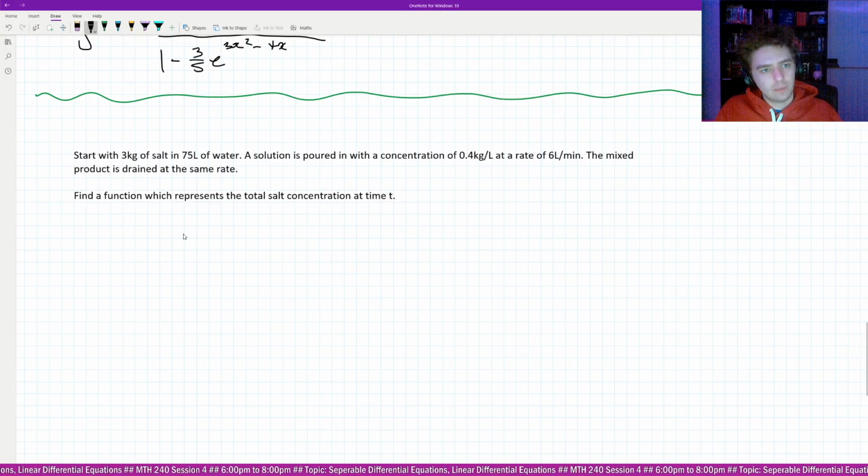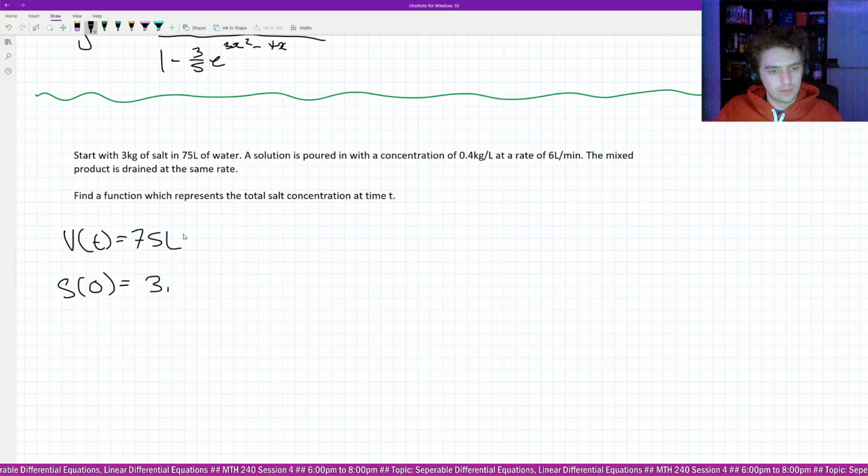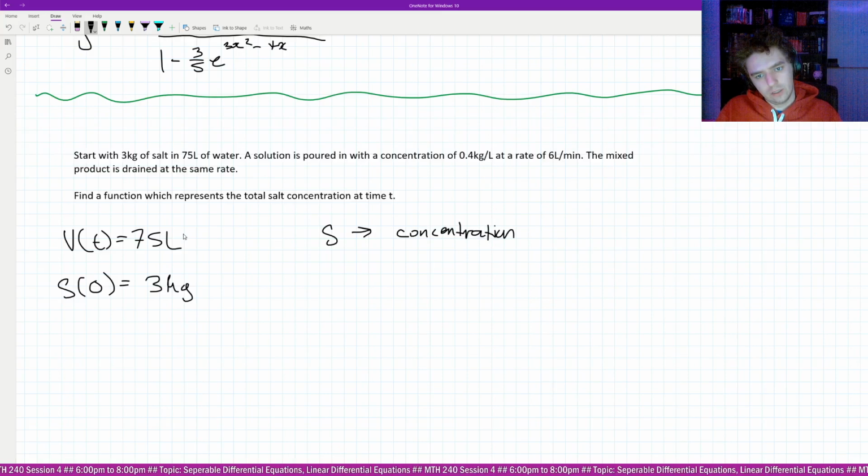At all times, something we know is that V of t equals 75 liters, right? We also know that s of 0 equals 3 kilograms. I should say s of t is the concentration as a function of time, t is the time and V is volume. Okay, that's all we need to do.